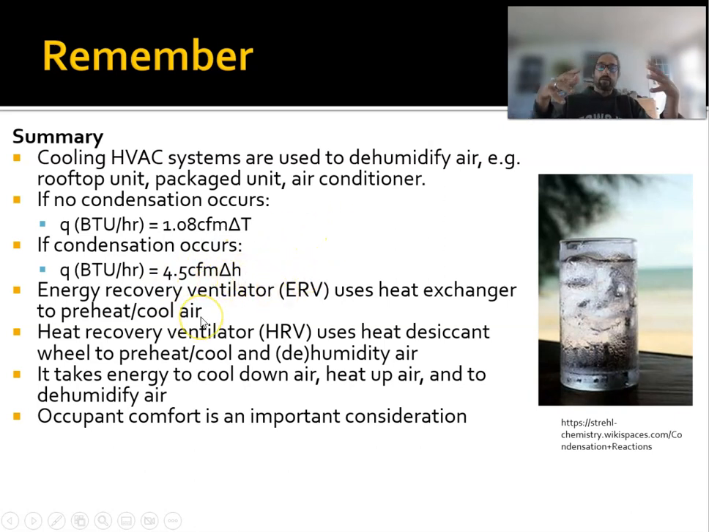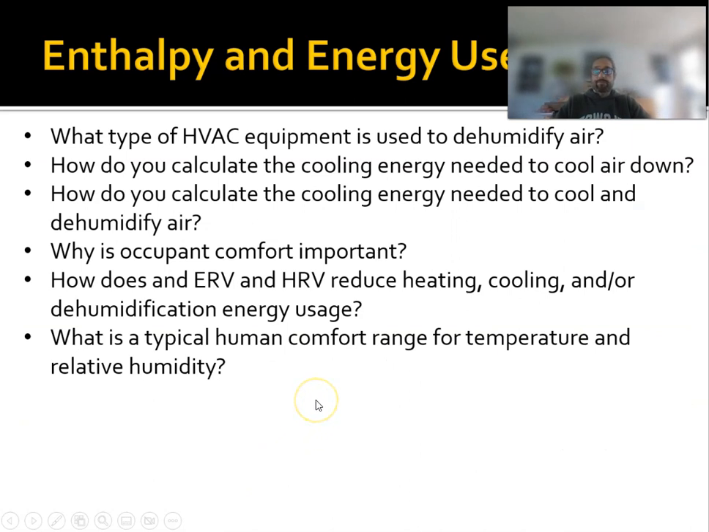Remember that an ERV and HRV are basically ways to bring in fresh air and minimize the cooling and dehumidification that you have to do to that air. And remember that it not only takes energy to remove heat from air, but it takes a lot of energy to dehumidify air. And finally, occupant comfort is a very important consideration. Okay, and so now you hopefully have some sense of how HVAC equipment is used to dehumidify air, how you calculate that energy use, and why occupant comfort is important. You also have the basics of how an ERV and HRV work, and some understanding of a typical comfort range for temperature and relative humidity.